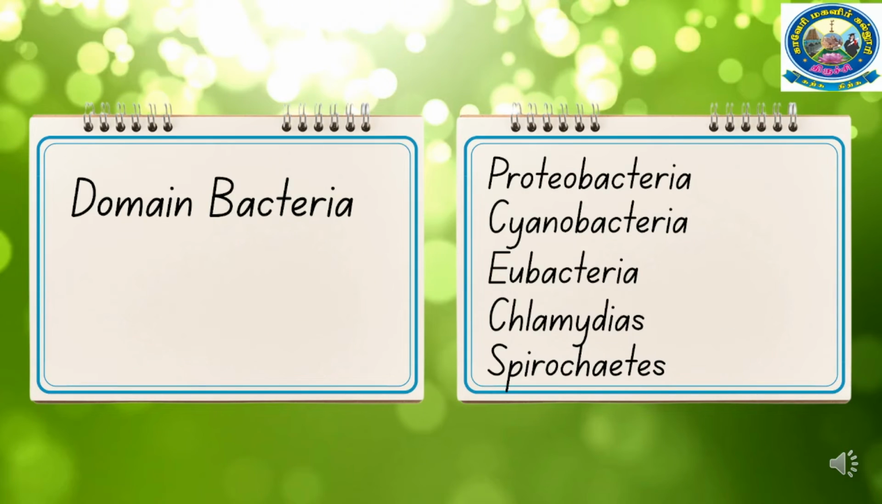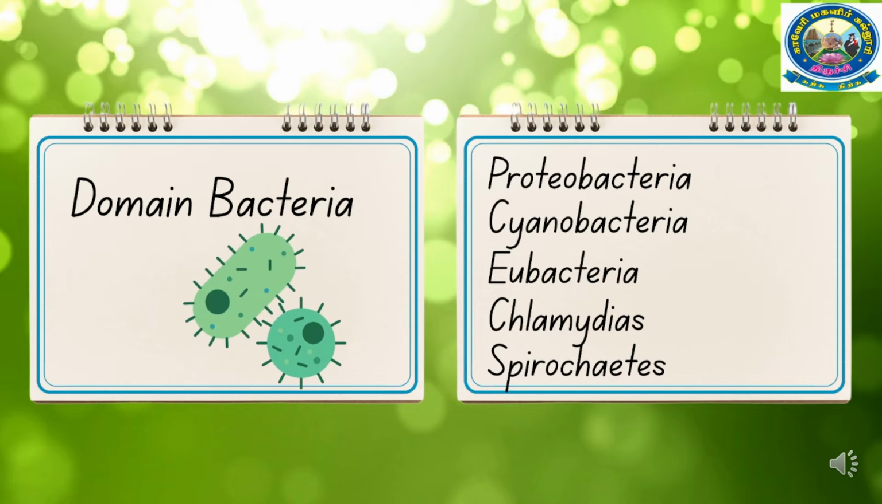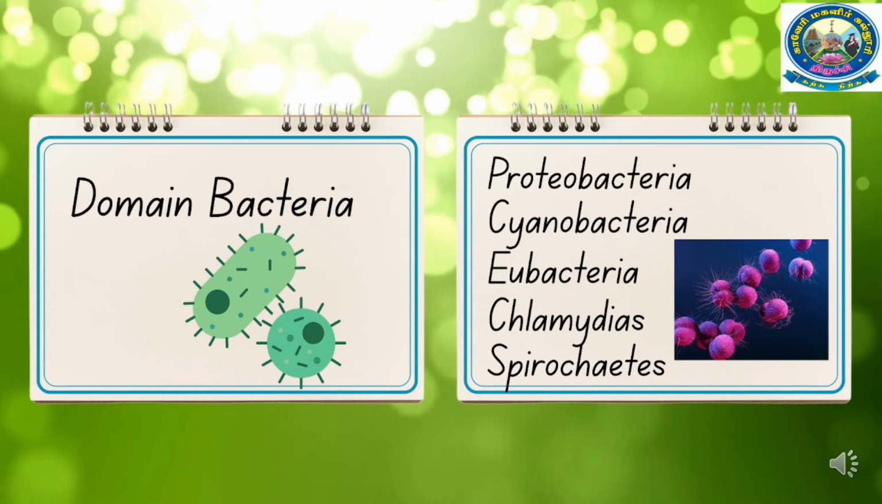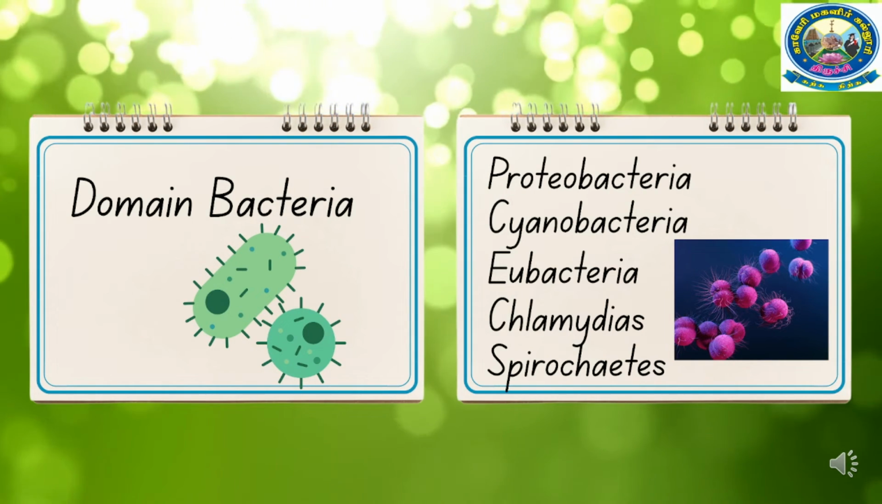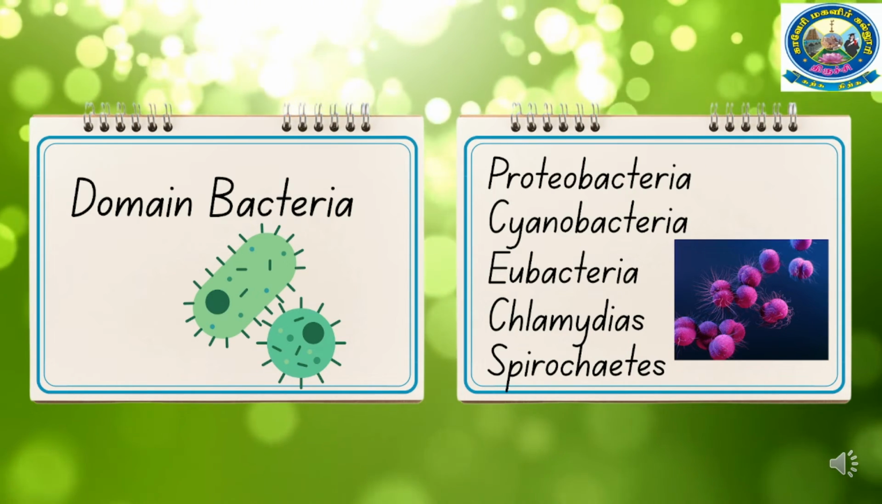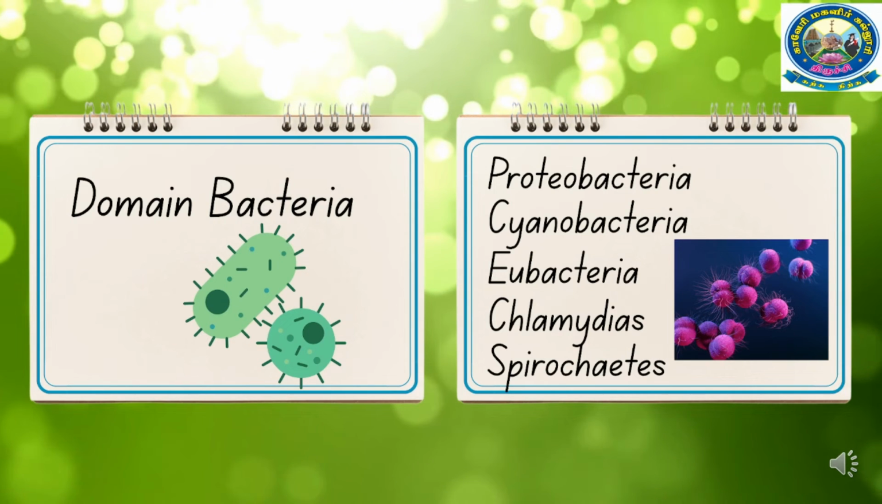Now let us discuss the domain bacteria. They are also prokaryotic cells with bacterial rRNA and contain diacylglycerol diester lipids in their membrane. They are also called eubacteria or true bacteria. Their cell membranes contain ester linkages between unbranched fatty acid chains and glycerol. Their cell wall is made up of peptidoglycan. They are present in the form of 5 phyla, which include proteobacteria, cyanobacteria, eubacteria, chlamydias and spirochetes.